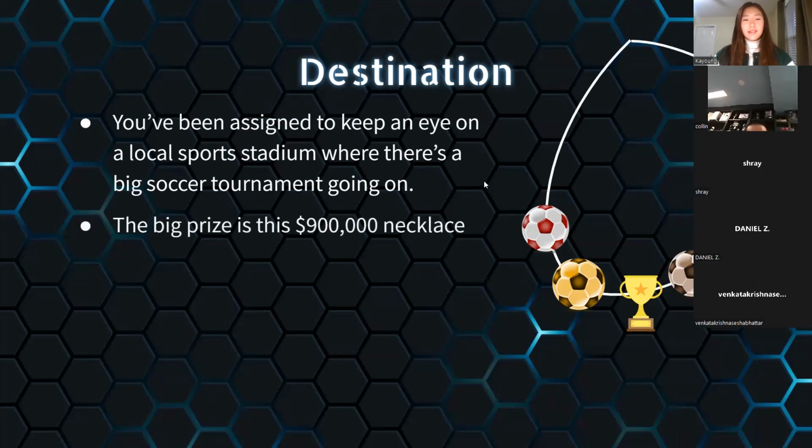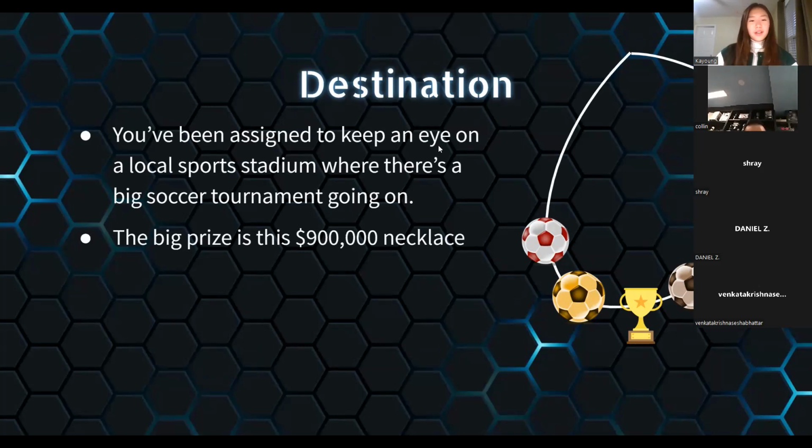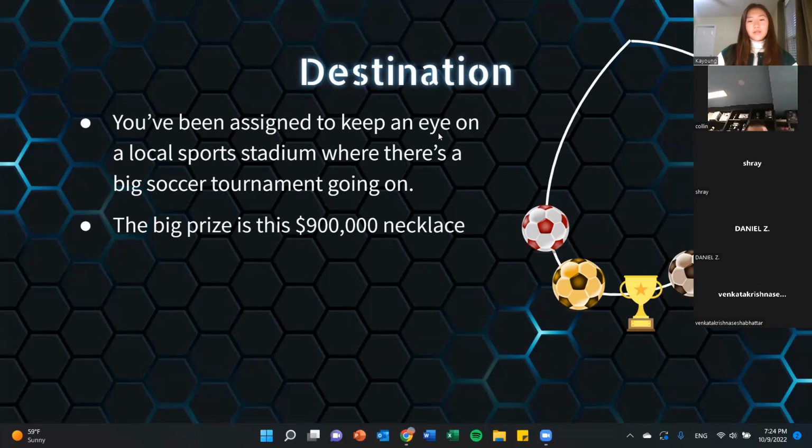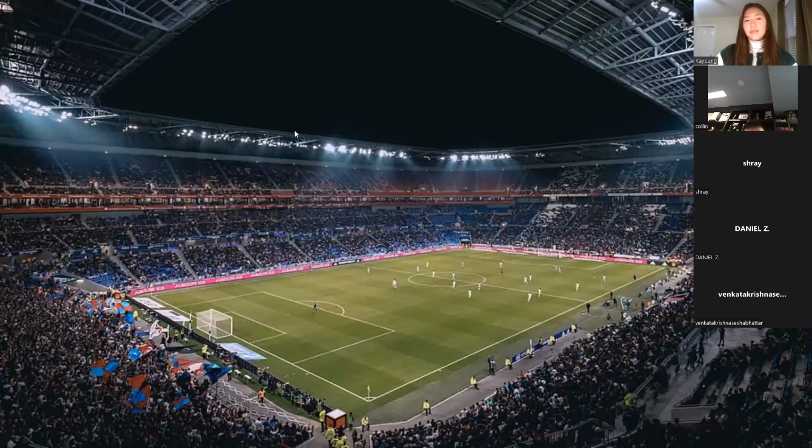So the prize is this 900K necklace. Wow, so beautiful. And this is in addition to a 300K trophy. So, yay, we're at soccer. I think somebody said they played soccer today, or I might be making that up.